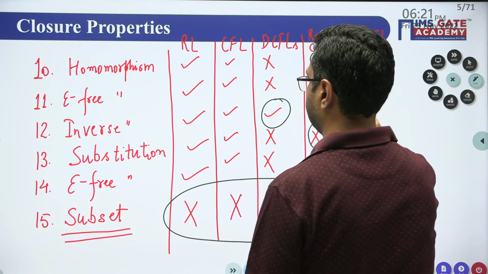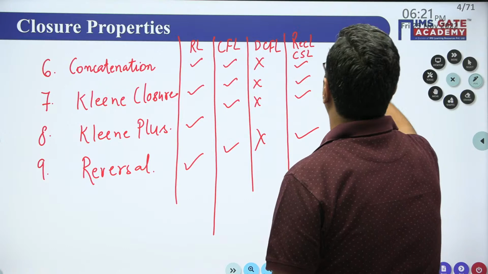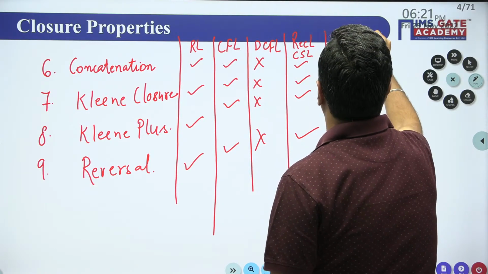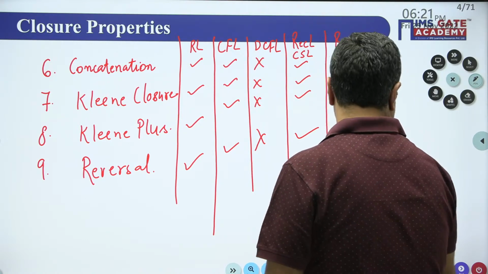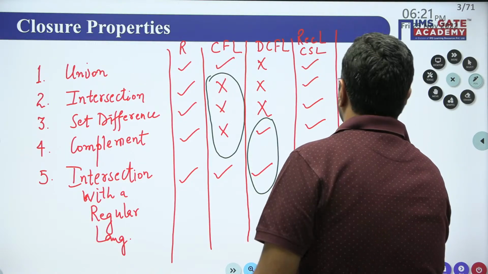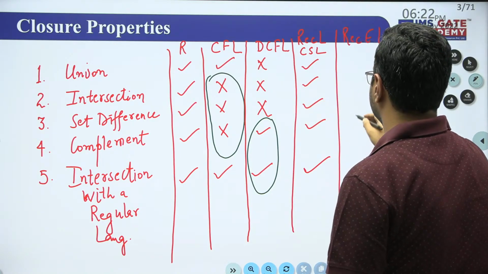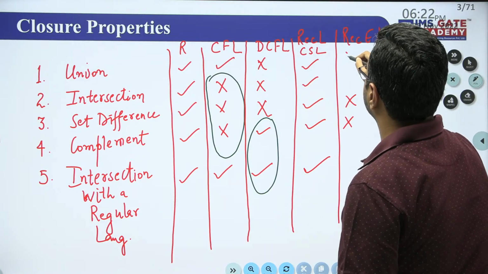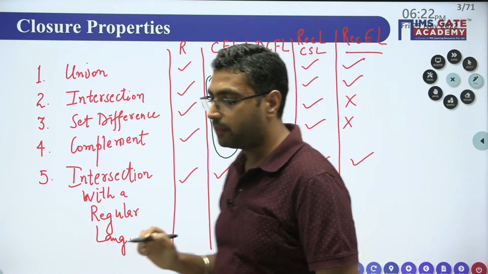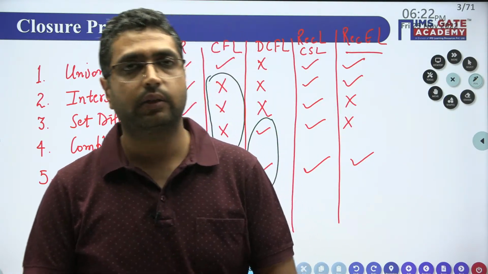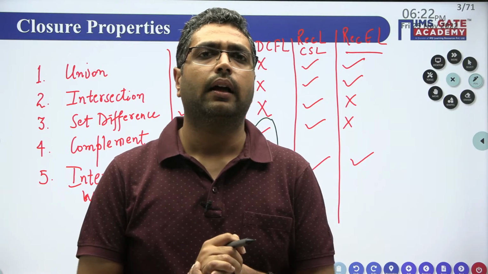So this is fine. And then we have recursive enumerable languages. They are closed everywhere, except, as I said, set difference and complement. Apart from this, everywhere they are closed, right? That's all about the closure properties. If you remember this much summary, you will be able to understand all of these things, right?